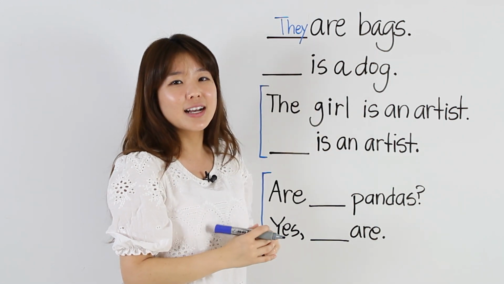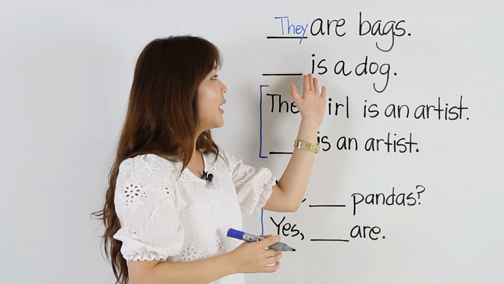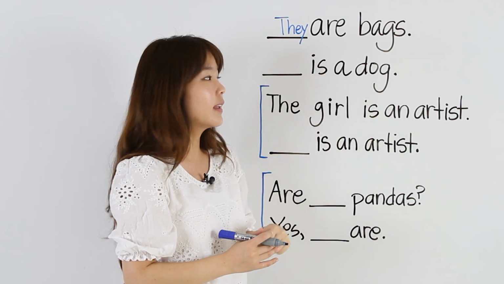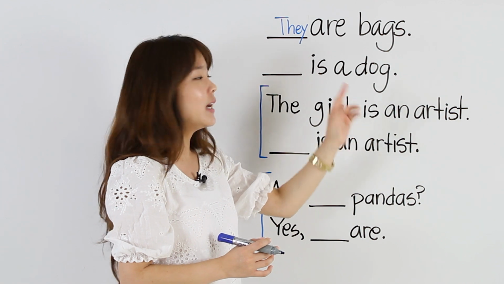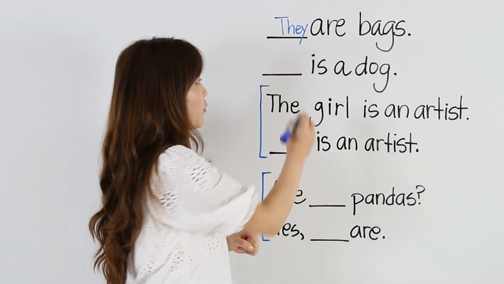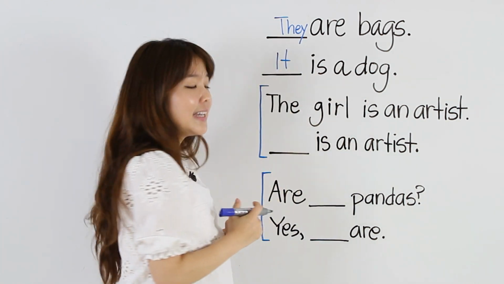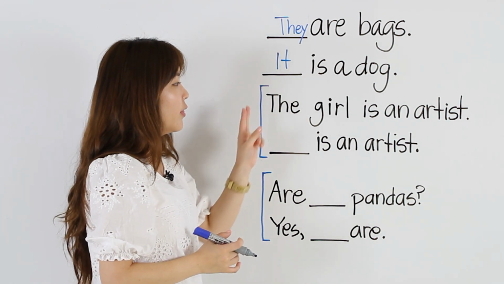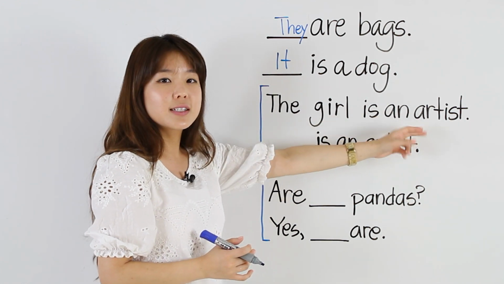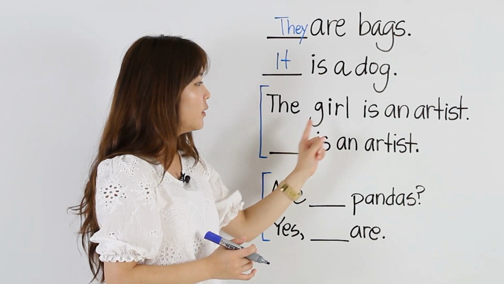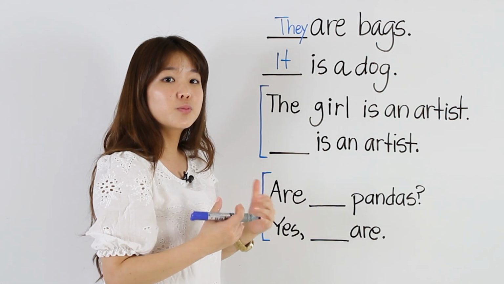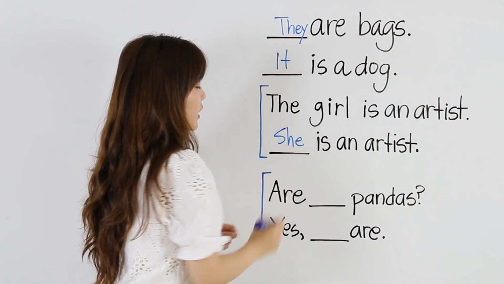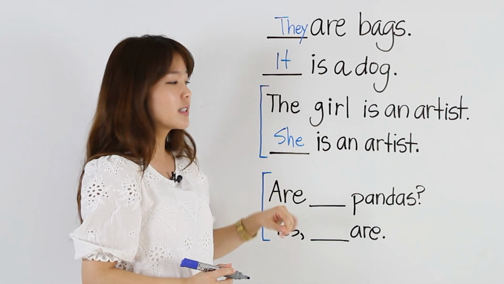They are bags. The next sentence, we have an animal: a dog. But just one, right? A dog. So this time we use it. It is a dog. Now let's look at these two. The girl is an artist. What is the subjective pronoun for one girl? She. She is an artist.